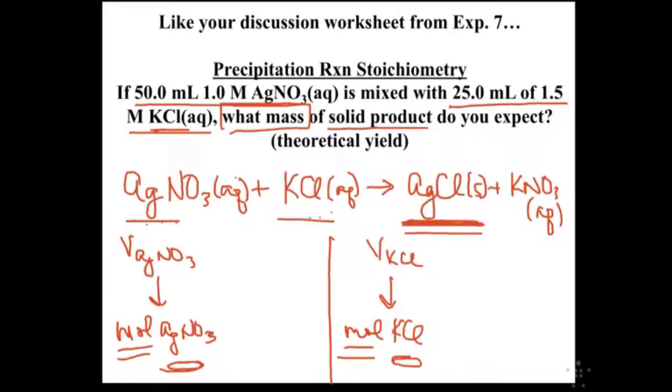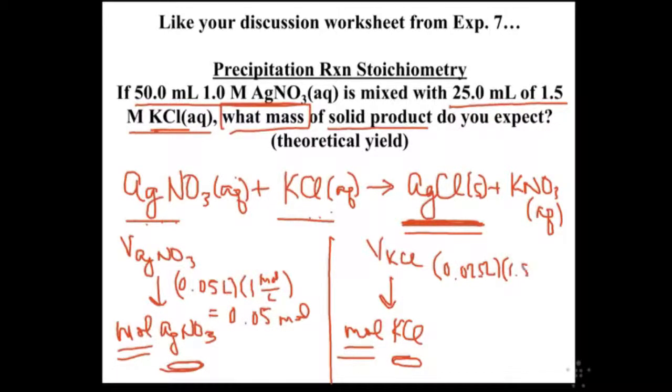So to get moles of silver nitrate, I've got my 50 mL. I have to convert that to liters. To save space, I'm not going to put all the sig figs in there. So 0.05 liters times 1 mole per liter, I get 0.05 moles of that. If I do it with my KCl, I've got 25 mL, so 0.025 liters times 1.5 moles per liter.